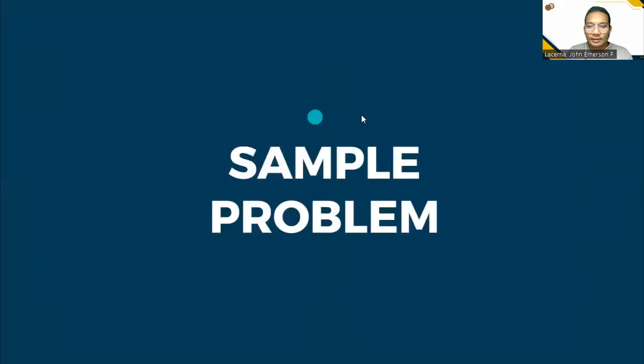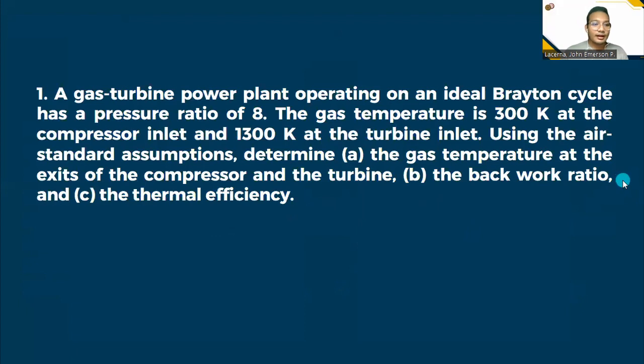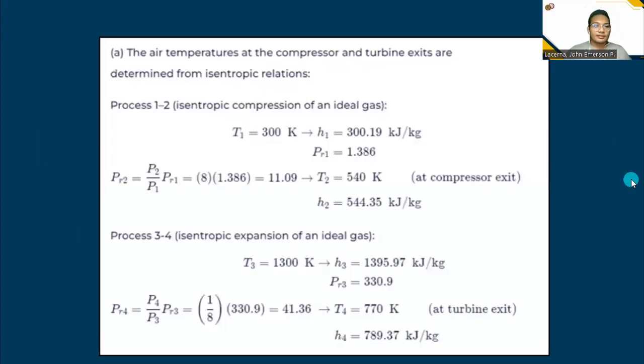Okay, let's proceed to our sample problems. A gas turbine power plant operating in an ideal Brayton cycle has a pressure ratio of 8. The gas temperature is at 300 Kelvin at the compressor inlet and 1,300 Kelvin sa turbine inlet. Using the air standard assumptions, determine A, the gas temperature at the exits of the compressor and the turbine, B, the back work ratio, and C, the thermal efficiency.